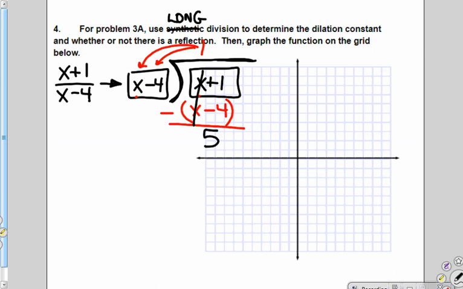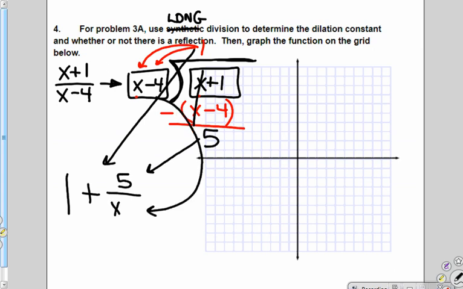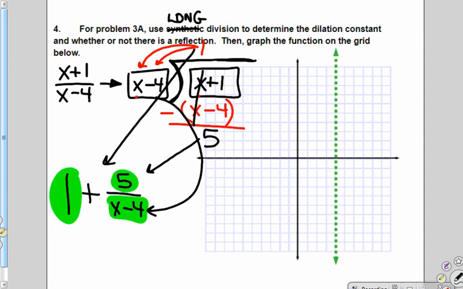That's our remainder. Here's what you do with it. You take the 1 and you add the remainder over the divisor. So that tells me that this hyperbola is shifted right how many? Up and dilated by. So here we go. You're going to put a vertical asymptote right 4. So go right 4 on your graph and draw a dotted line coming straight down. That's your vertical asymptote. All right?